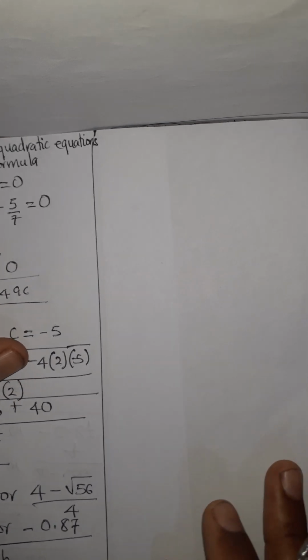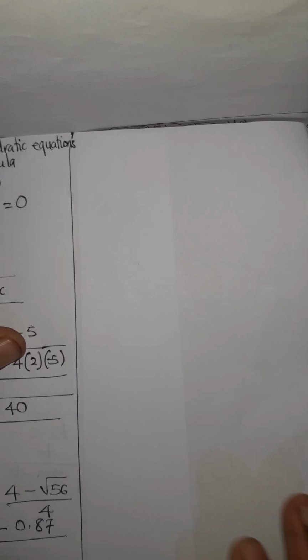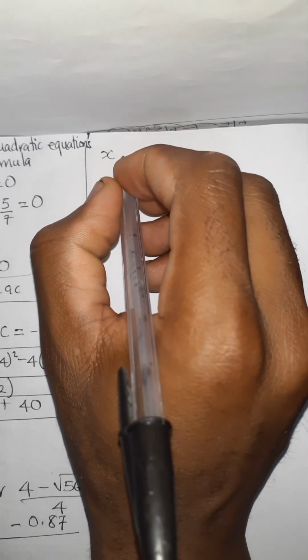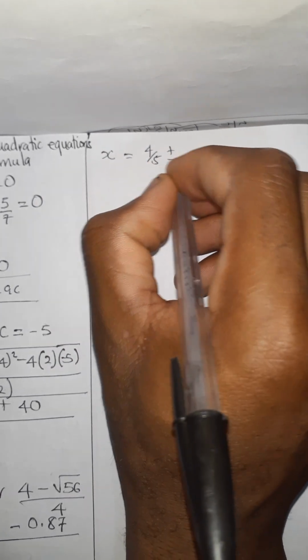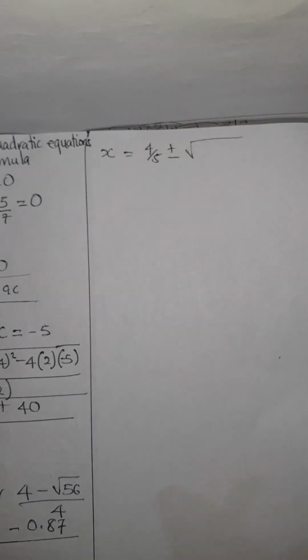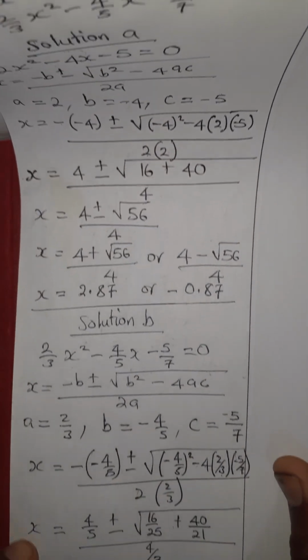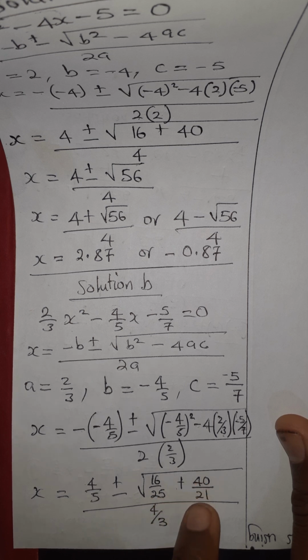After that, we have to simplify that. Say x is equal to 4 over 5 positive or negative square root. We add our fractions. So our fractions are as follows. We have got 16 over 25 plus 20 over these ones.